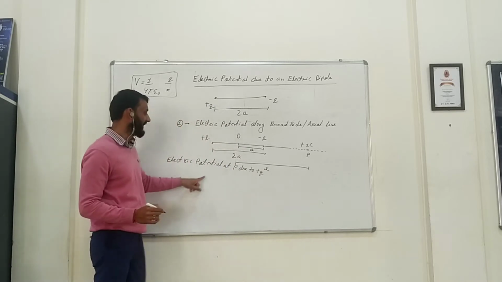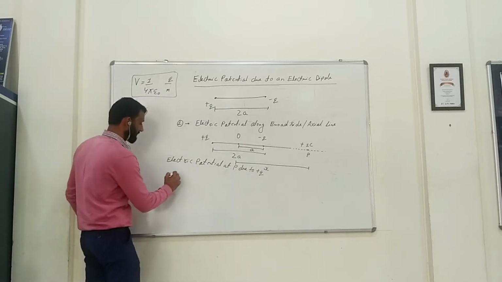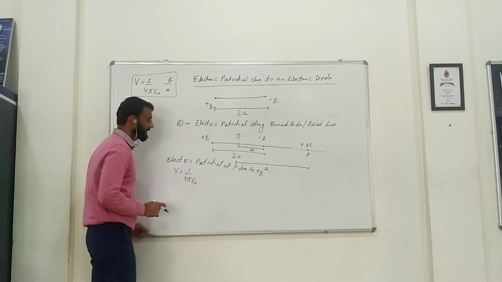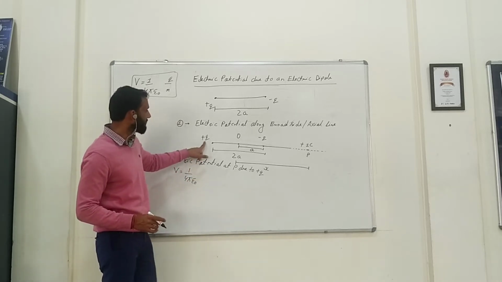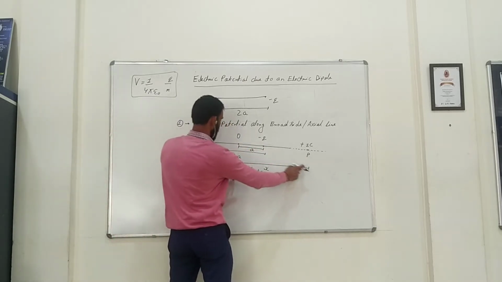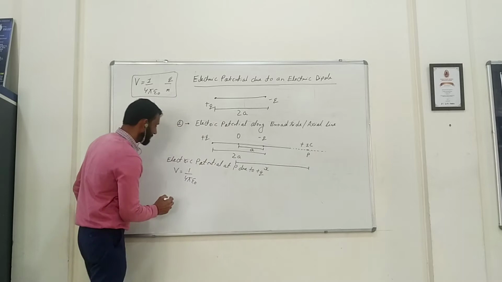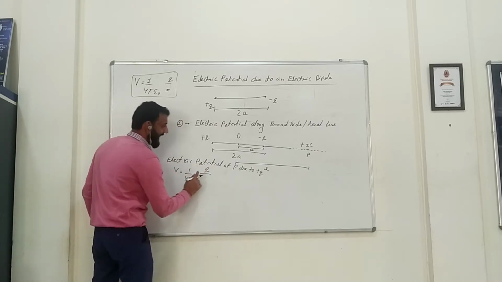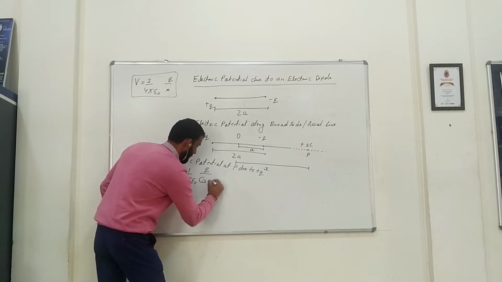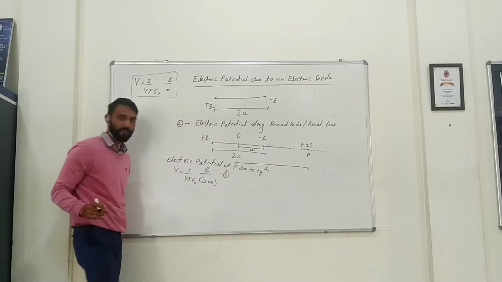So electric potential at P due to plus Q will be V is equal to 1 upon 4 pi epsilon naught. So what will be the distance of this point P from plus Q? So this is x and this is a. So it will be Q upon R, so R will be x plus a. x plus a, this is the distance, right?